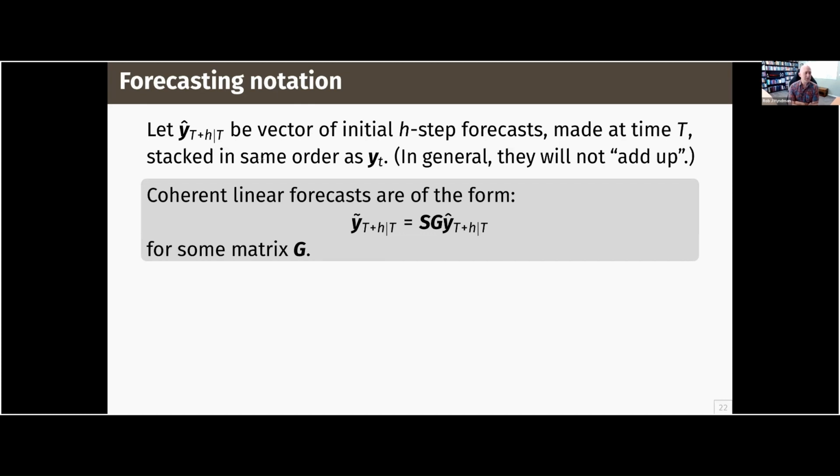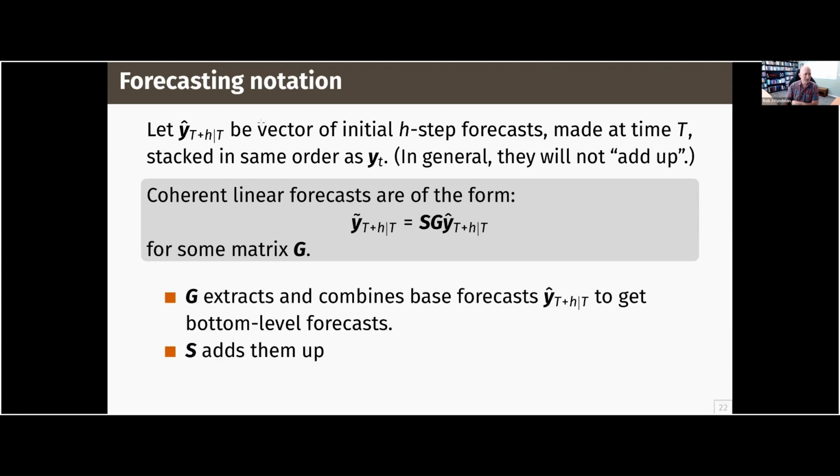Then any coherent set of forecasts must be of this form. I'm going to call this y tilde, that has to be equal to S times some matrix G times those original y hat forecasts. And the top-down, the bottom-up and the middle-out approaches can all be written like this, where we just have to choose the G appropriately. What's happening with G is it's grabbing whichever bits of the y hat we want to use, whether it's the top bits or the bottom bits. And then S is adding them up. So let's see some examples and you'll see why this notation works.